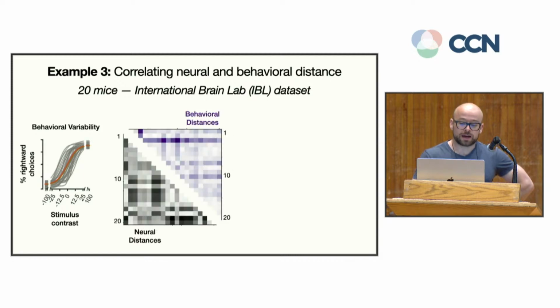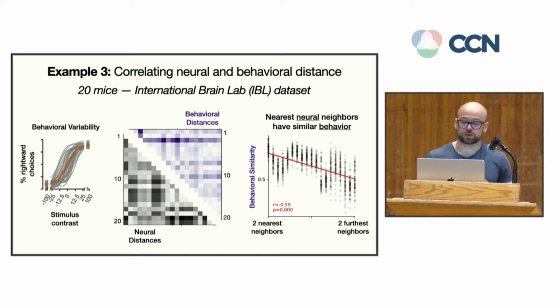And we can quantify how similar the behavior of two mice are, and also quantify, as I've done in the previous slides, how similar their neural representations are. So the neural distances are shown in black, whereas the behavioral distances are shown in purple, and we can ask to see, is there a relationship here? And we find that there is one, that if you look at animals who are close together in terms of their neural representations, they tend to have more similar behavioral responses.